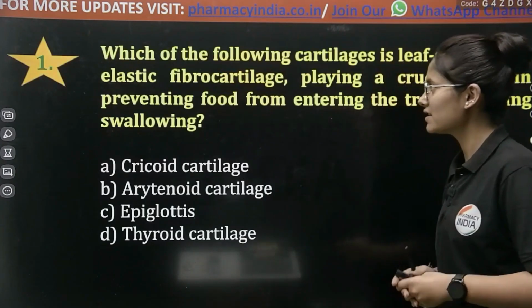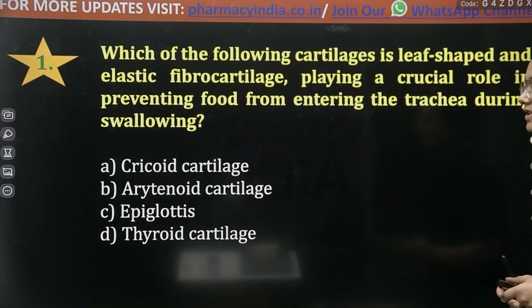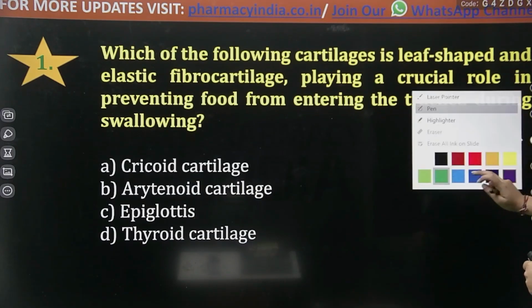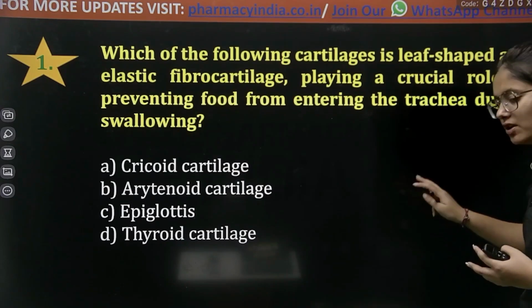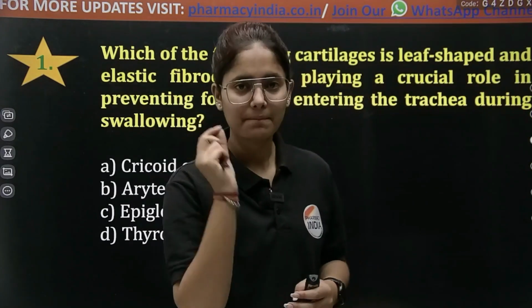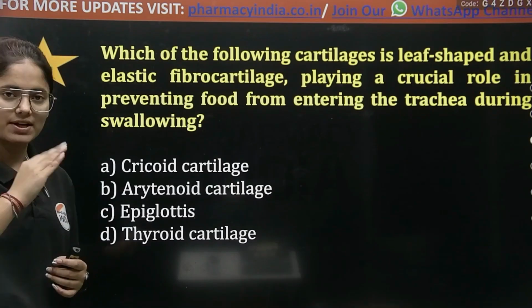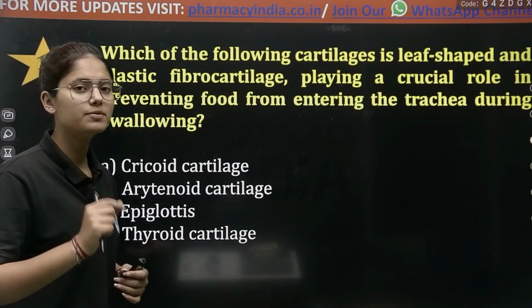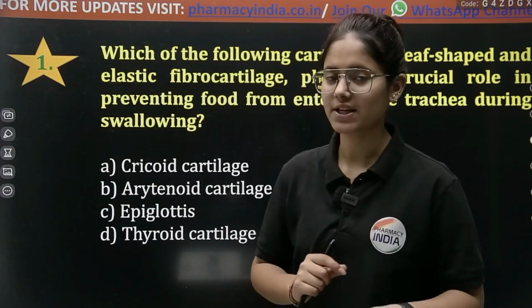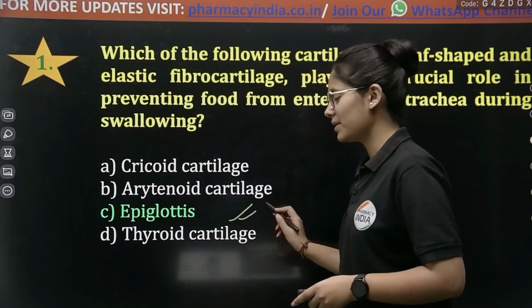The question is, which of the following cartilage is leaf-shaped and elastic fibrocartilage that plays a crucial role in preventing food from entering the trachea during swallowing? Means when you swallow food, this particular flap-like structure covers the trachea so that no food particle could enter the trachea, and the correct option is epiglottis.